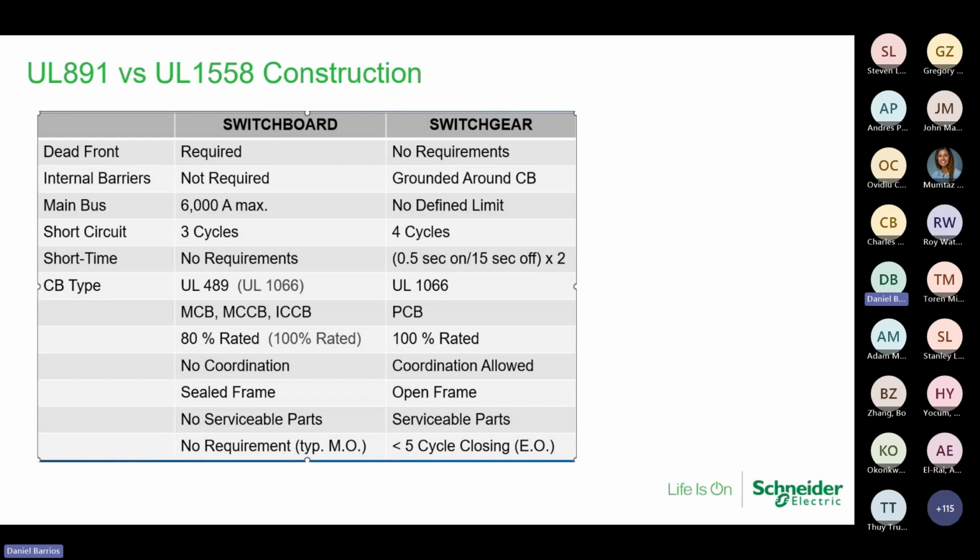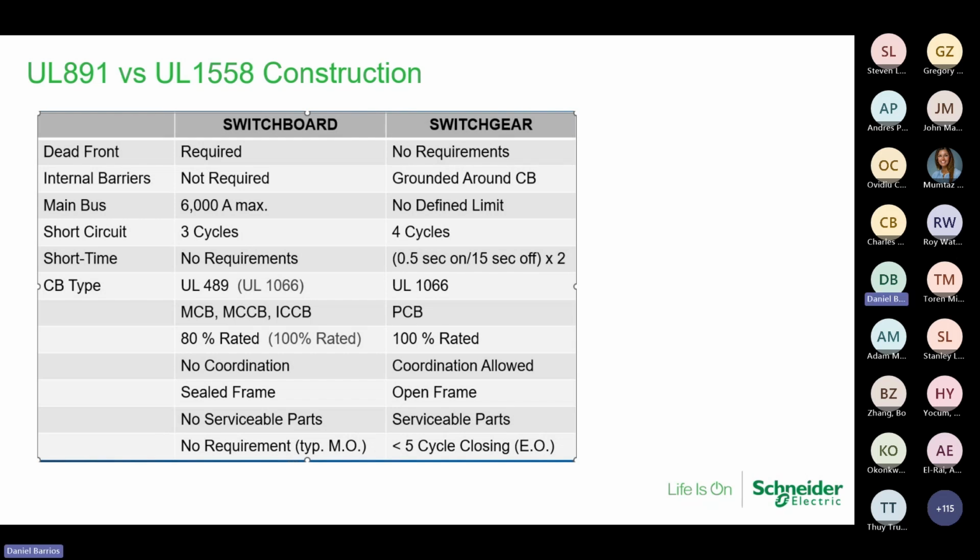The short circuit is a requirement, as you can see, either 3-cycle or 4-cycle. And one of the main things is, in order to pass that 1558 label, you have to hit that 2 times. 5 seconds on, 15 seconds off, 2 times, and pass without destroying the gear. And that's how you get your 1558 label.